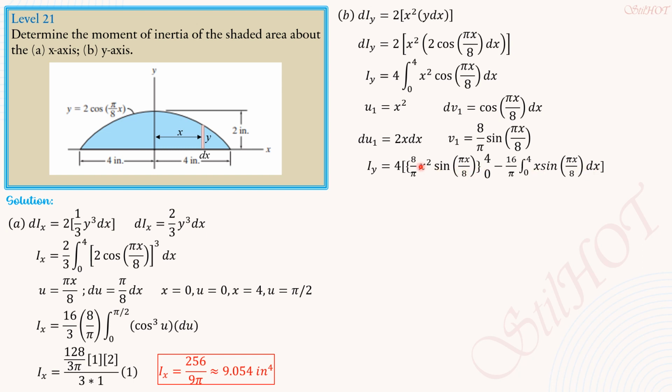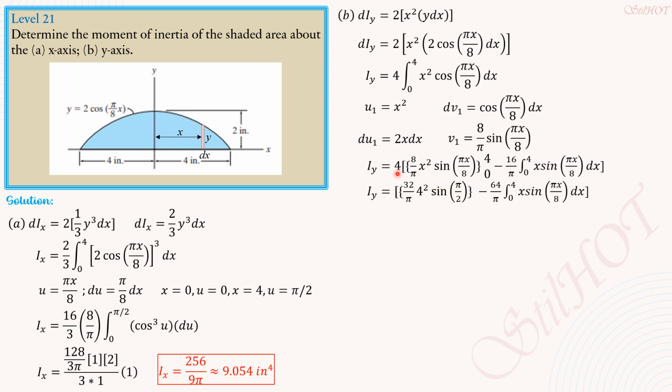So if we evaluate this part, 8 over pi 4 square sine of pi times 4 over 8. Sine of 4 pi over 8 is sine of pi over 2, which is 1. When we substitute the lower limit, everything would be 0 here. So 4 times 8 over pi times 4 square, that's the value. So Iy is 4 times 8 is 32 over pi times 4 square, then sine of pi over 2, which is 1.